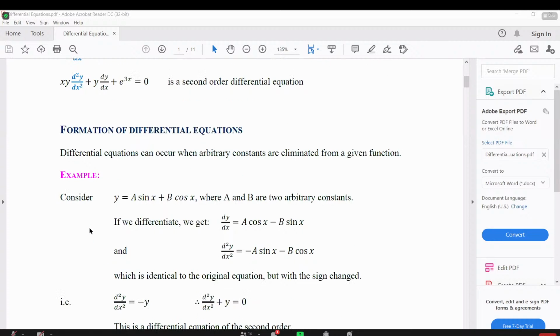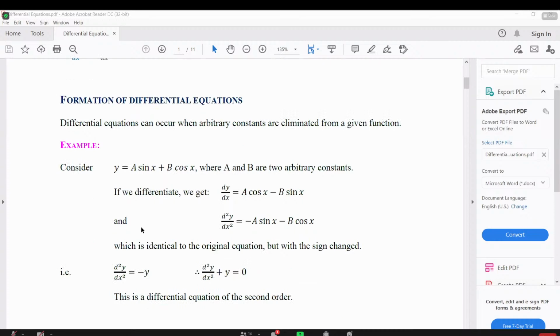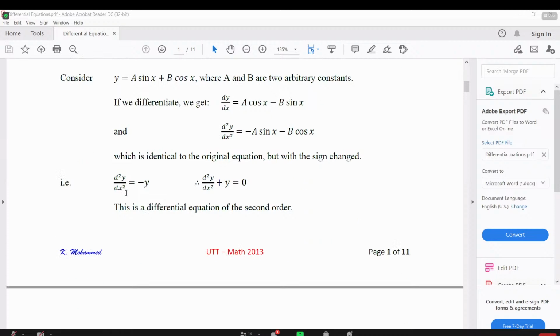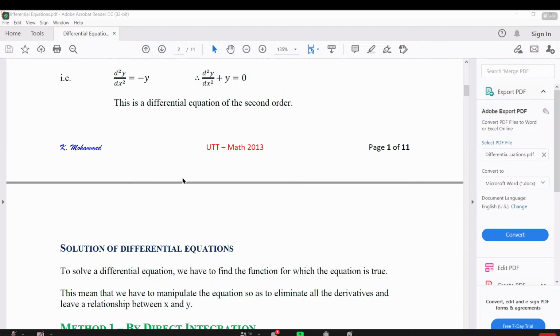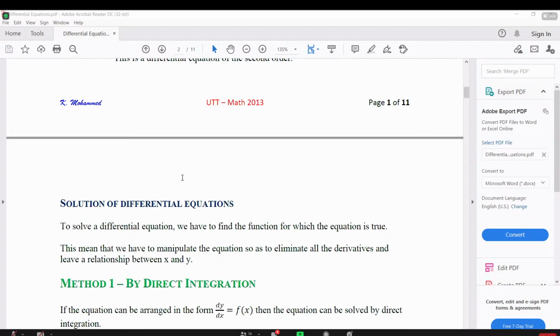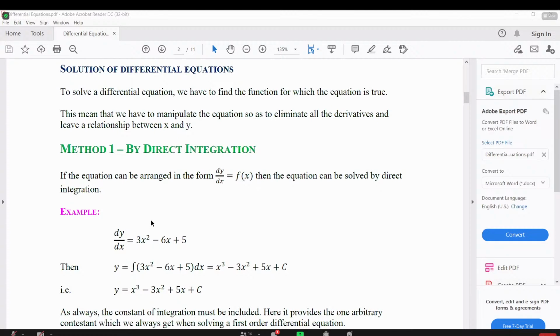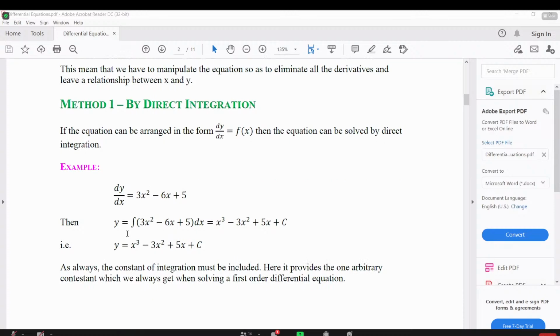This little section showed us how differential equations come about, but again, you will not be asked to form differential equations. This is just for your understanding. And then we went into the first method, which was direct integration, and direct integration is what we did a lot of in Maths 2. This was just an example here. So once again, if you see dy/dx and you're asked to solve, basically you're asked to find y, which means that you have to integrate both sides.